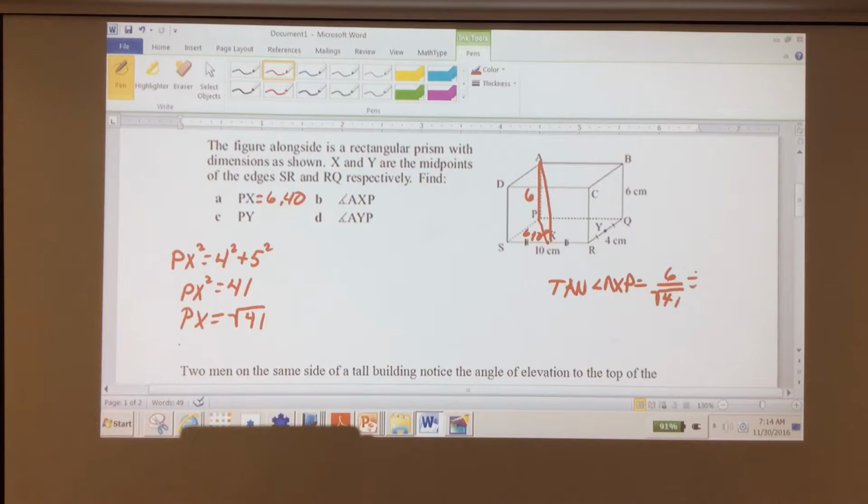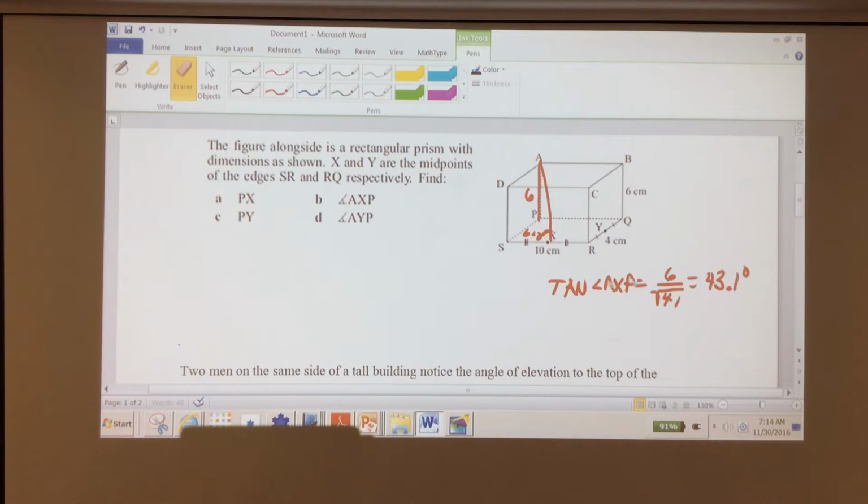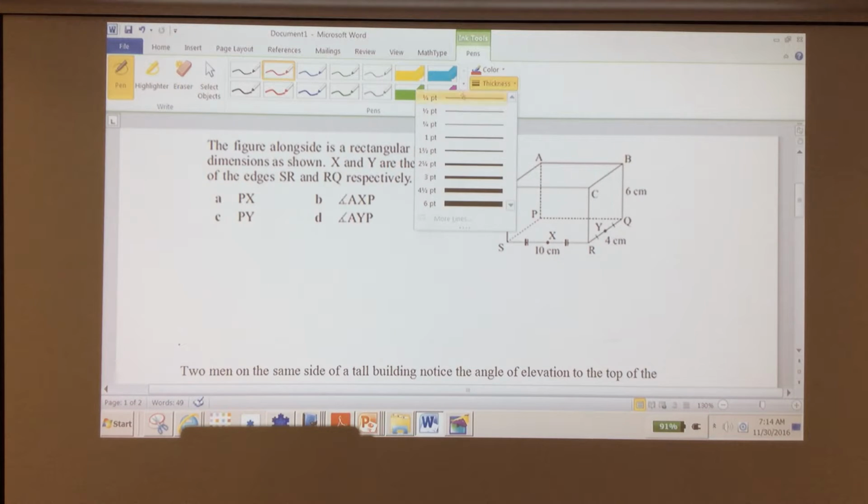And I am getting 43.1 degrees. Okay, those two parts are done. Let's go on to part C. Clean this up a little bit. Need a little thinner stylus here.